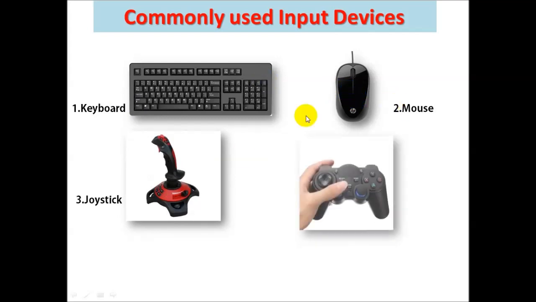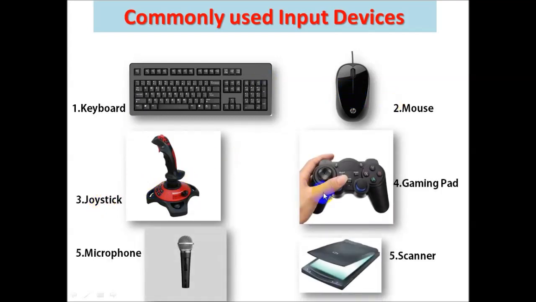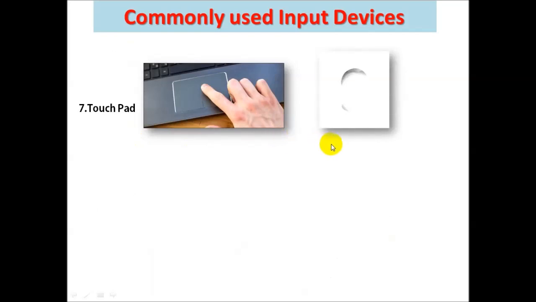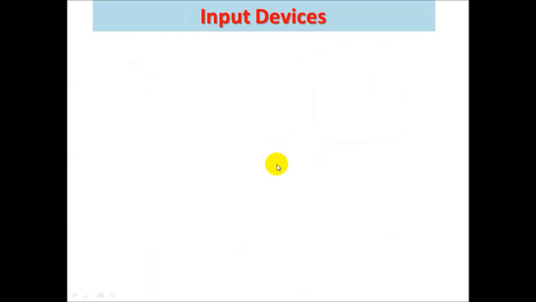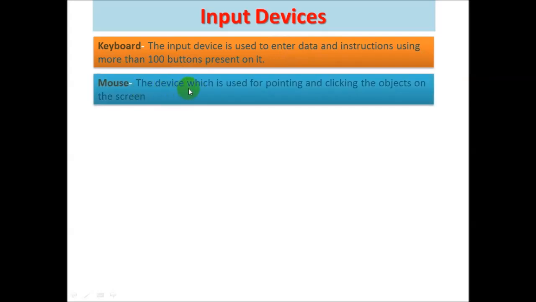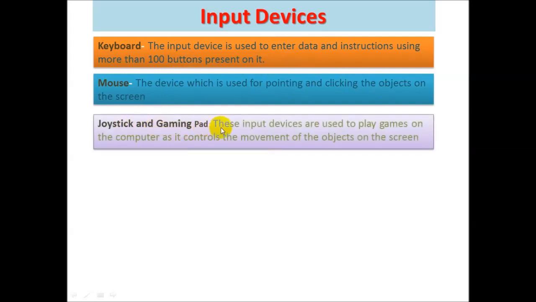Keyboard, mouse, joysticks, gaming pad, microphone, scanner, touchpad, web camera, they all are input devices. Now, the keyboard is an input device used to enter data and instructions using more than 100 buttons present on it. Mouse is the device which is used for pointing and clicking objects.